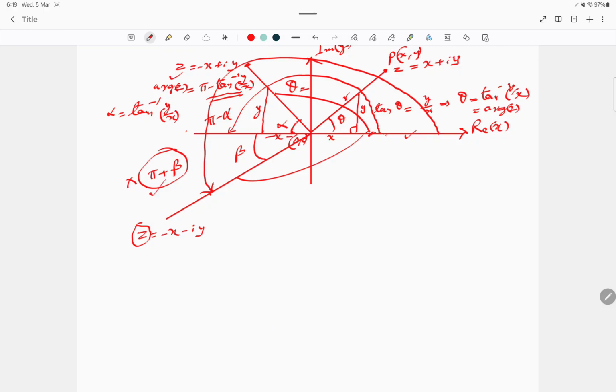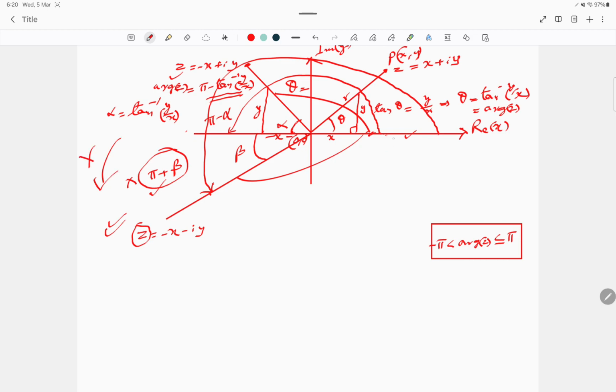greater than pi. So we have to always remember that the principal argument always lies between minus pi and pi. This is a very important range that we have to remember. So the argument value will always be between minus pi and pi. That's why, to measure the argument of a complex number lying in the third quadrant, we cannot move anti-clockwise.